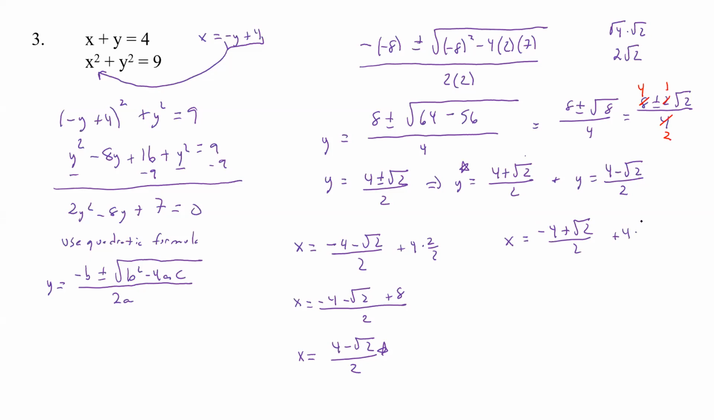And same thing happens here. I have to get a common denominator. And so that's going to be equal to a minus 4 plus the square root of 2, then plus 8 all over 2. Now 8 minus 4 is still 4, and so I have 4 plus the square root of 2 over 2, and so that's, with this y, I get this x, okay?